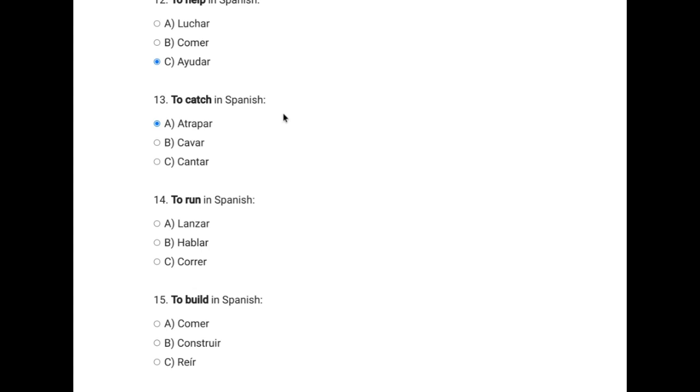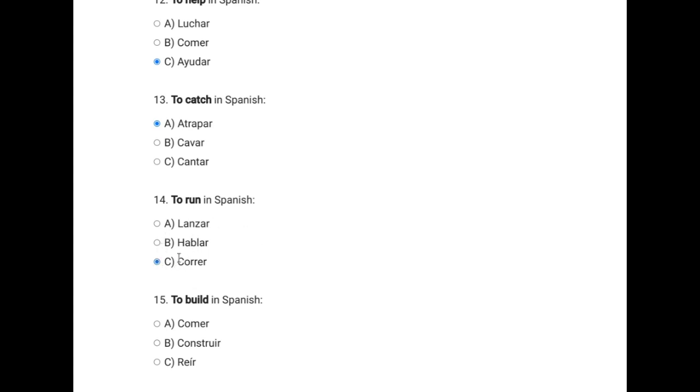Number 14 says to run in Spanish. We have the options lanzar, hablar, and correr. The correct answer would be letter C, correr. Correr is to run in Spanish.